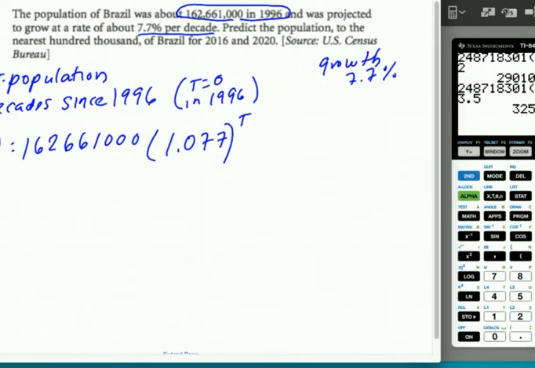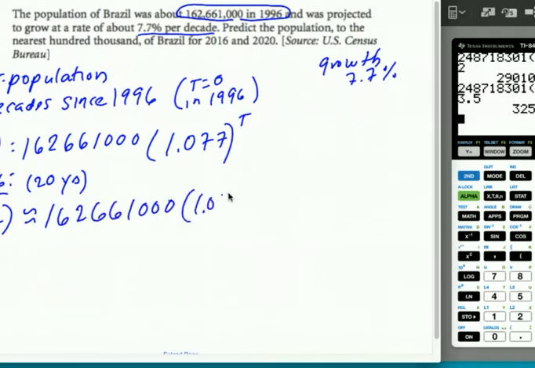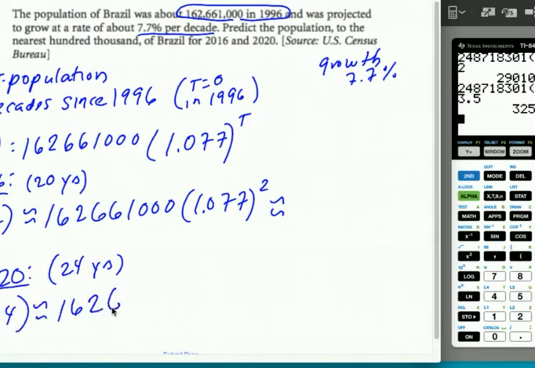So in 2016, that's 20 years, right? 20 years is 2 decades, so that's P of 2, which is going to be 1.077 to the second, and then I'm going to get a value. And then if we do 2020, that's 24 years, so that's 2.4 decades. So that'd be P of 2.4, which is the same exact thing, but you're going to change the exponent of 2 to a 2.4. Right, so that's the goal.